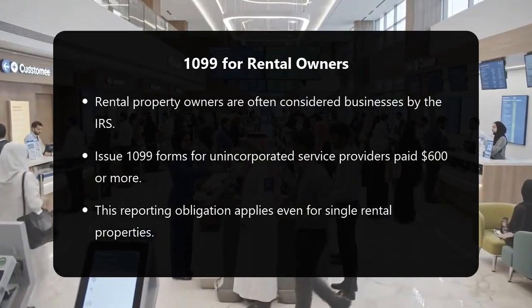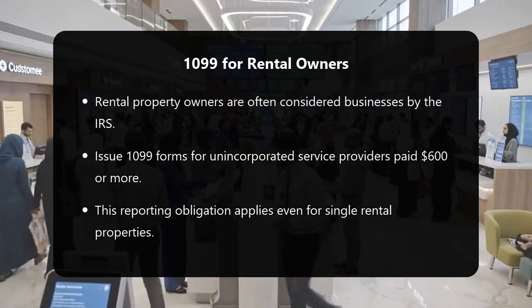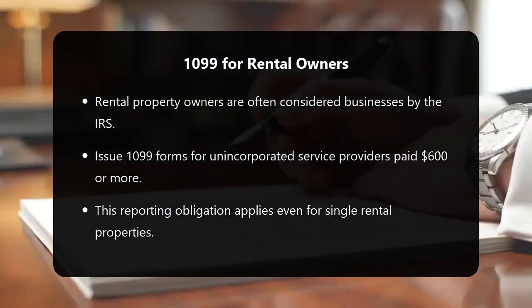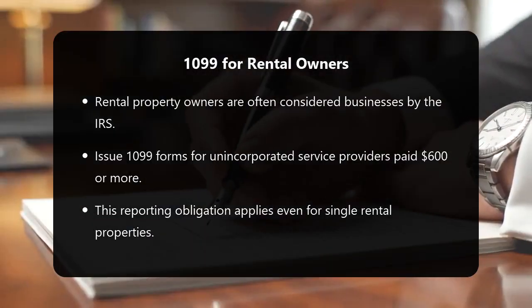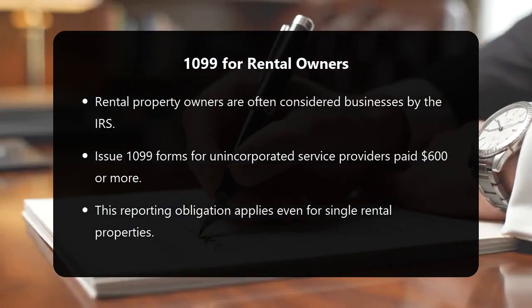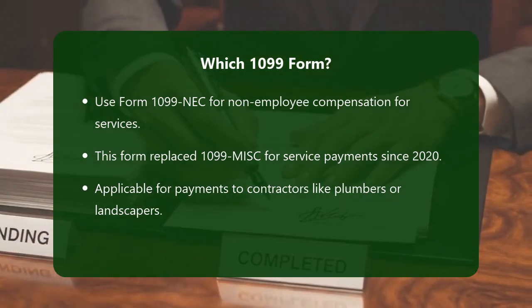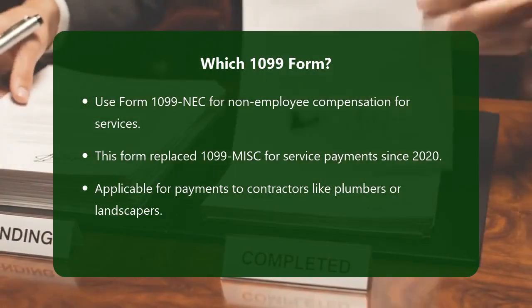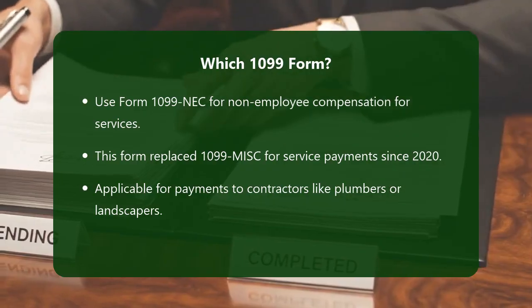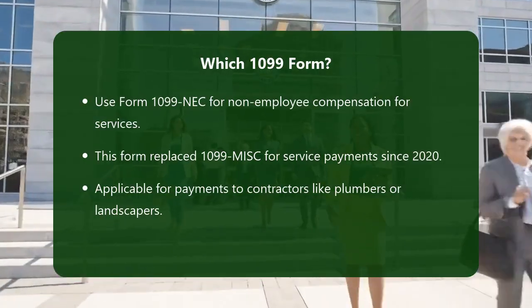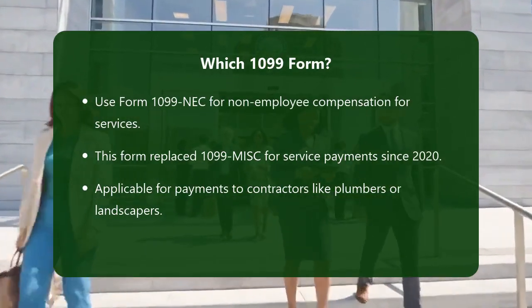The specific form to use depends on the type of payment. For services performed by non-employees, the IRS requires Form 1099-NEC, Non-Employee Compensation. This form replaced the reporting of non-employee compensation on Form 1099-MISC starting in tax year 2020. So, if you paid your contractor for repairs, maintenance, or other services, use 1099-NEC.